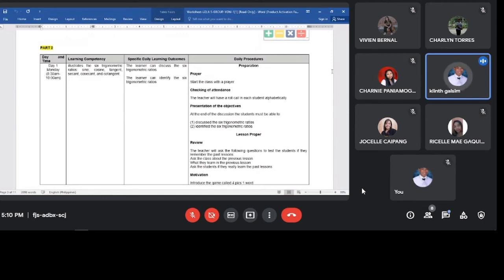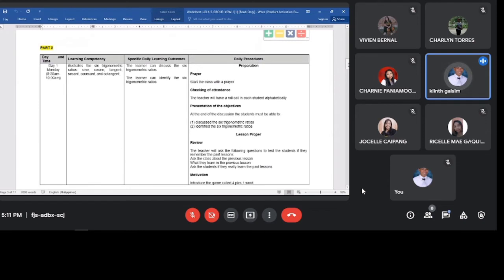The learner can identify the 6 trigonometric ratios. For our daily procedures, first, we start the class with a prayer. Next, the teacher will have a roll call of each student alphabetically. Then we present the objectives. For our objective of day 1, we will discuss and identify the 6 trigonometric ratios.